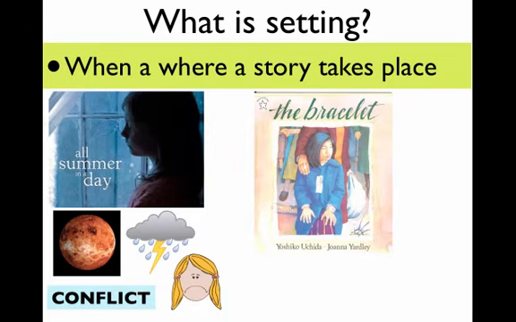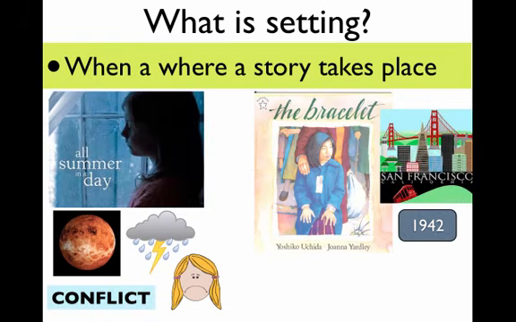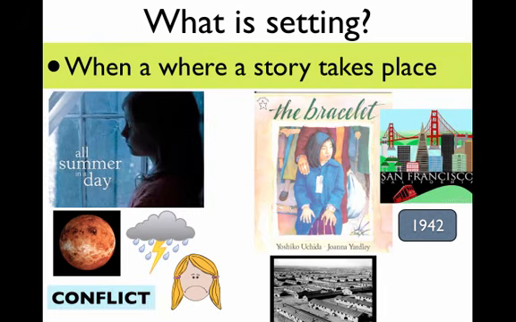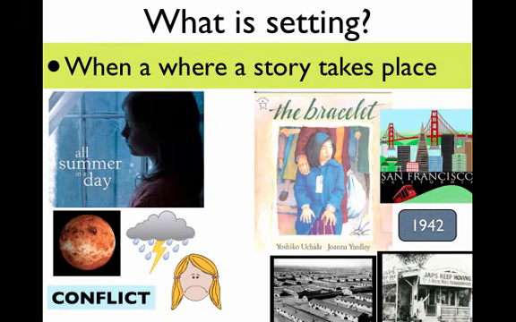In The Bracelet, the setting was extremely important to the story. When did it take place? In the 1940s, when America was fighting in World War II and the Japanese Imperial Army bombed Pearl Harbor in Hawaii. Where did it take place? Near San Francisco, California, the state where most of the evacuation and internment of Japanese people took place.